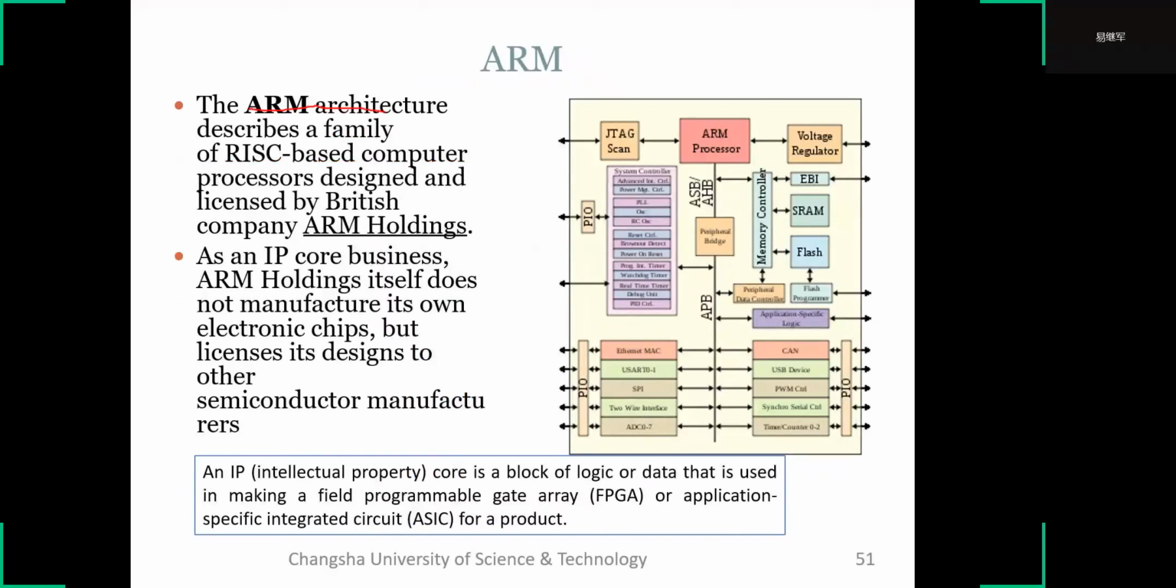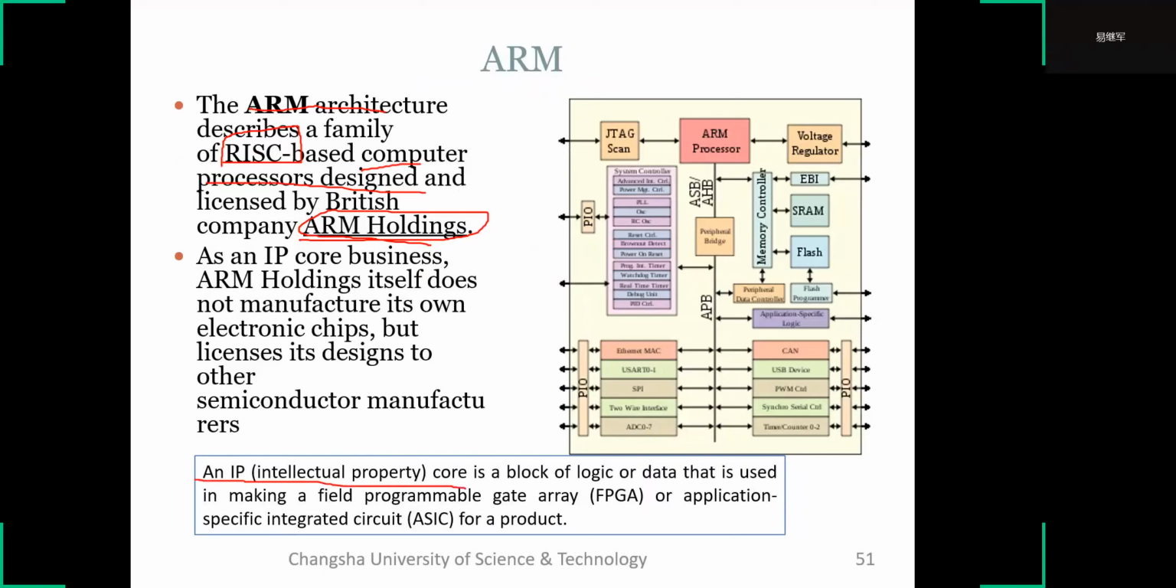ARM architecture describes a family of RISC based computer processors designed and licensed by the British company ARM Holdings. As an IP core business, ARM Holdings itself does not manufacture its own electronic chips but licenses its designs to other semiconductor manufacturers. As we know, ARM Holdings does not manufacture the chip. We just give the IP core to the other manufacturers.